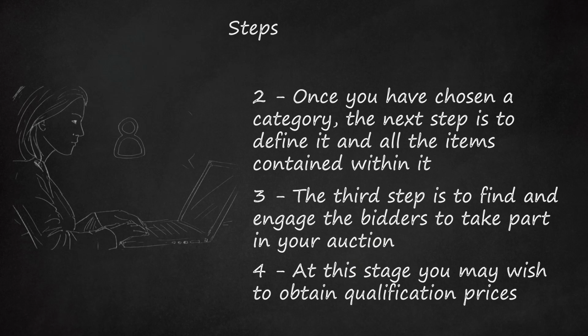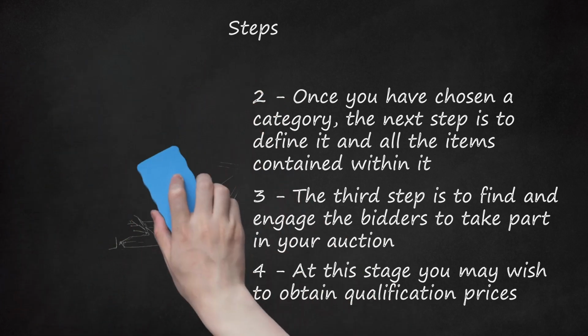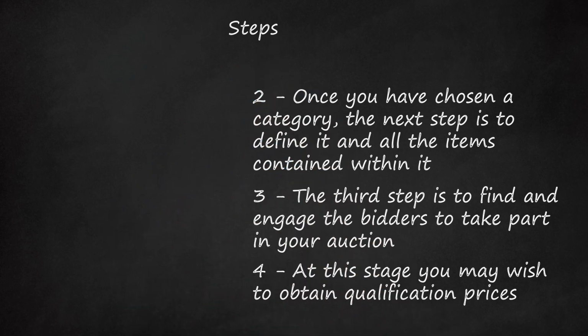The final advantage of using this qualification price stage is to assess whether any items that you have included should be removed from the auction, for example, if no one has bid for them or if the only bids you have received are not competitive.